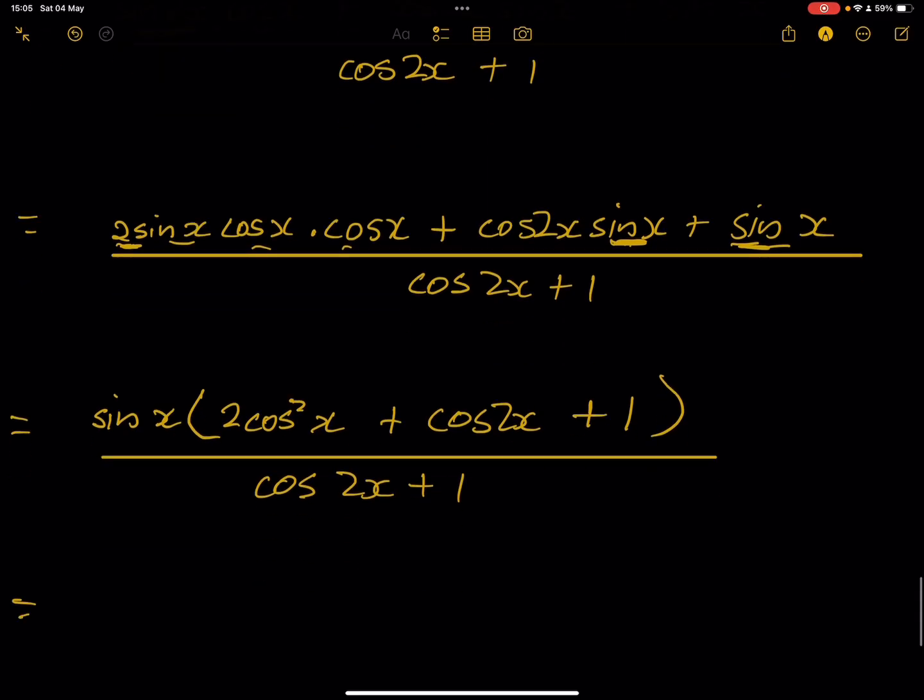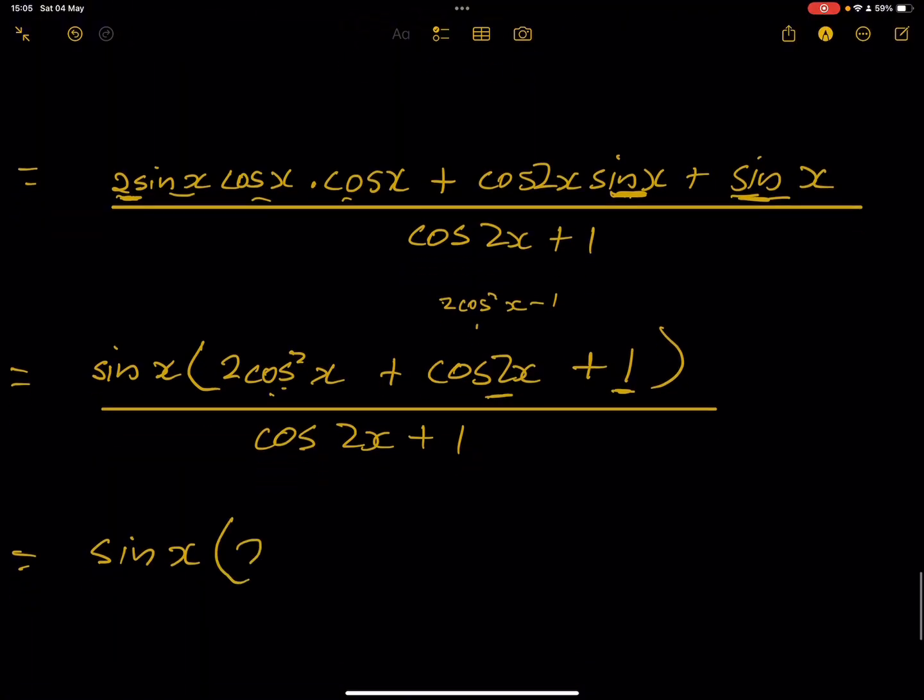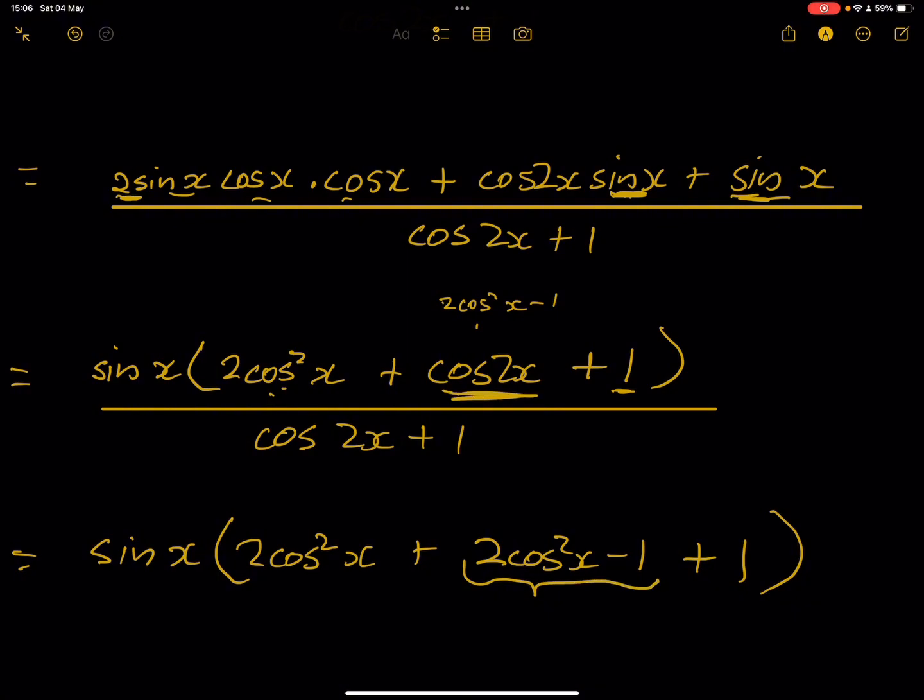Now, ladies and gents, inside that bracket, I can see that I've got cos squared of x, right? And I've got a cos 2x. So I will convert this guy to 2 cos squared of x minus 1. What it will do is that it will get rid of this one, but I've got two things that are exactly the same. So I've got 2 cos squared of x plus 2 cos squared of x minus 1. That's plus 1. Okay, this guy is that guy alone.